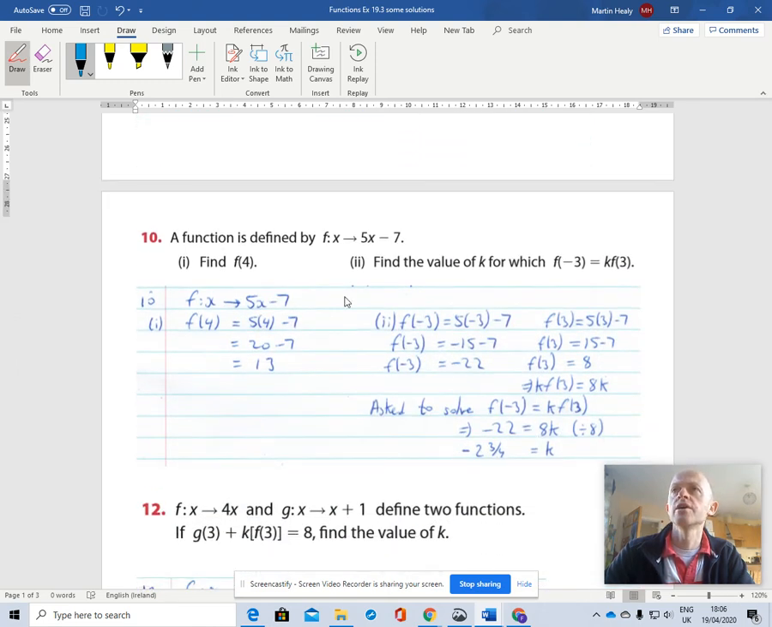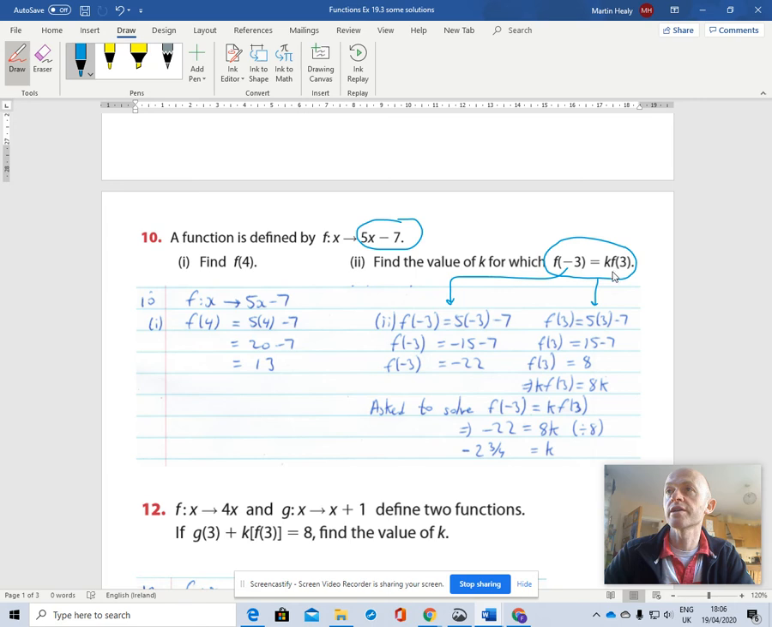Question 10. First part is easy enough. Find f of 4. In this case, we're dealing with an output of 5x minus 7. That means I'm going to take the input, multiply it by 5, and subtract 7. If I do that with 4, I end up with an answer of 13. Nice question. Part 2 is a bit more confusing looking with a fancy notation, but again, I can take out this f of minus 3 here and work it out. It turns out to be minus 22. I can take out the f of 3 on the other side and work that part out. That turns out to be 8.